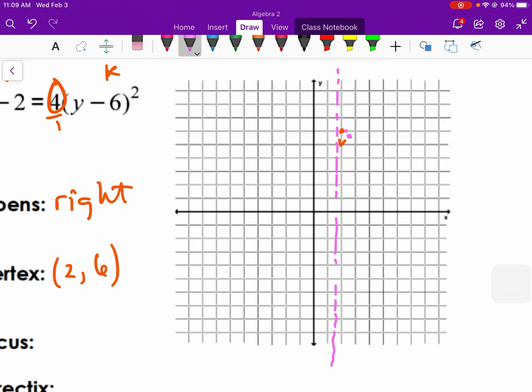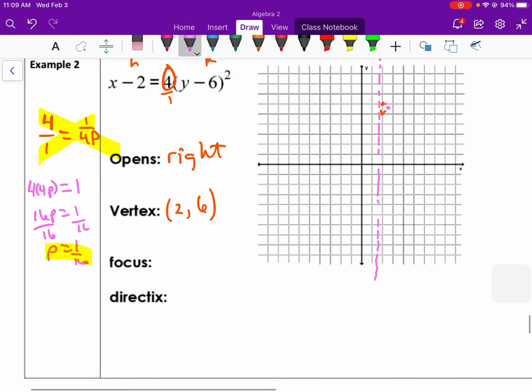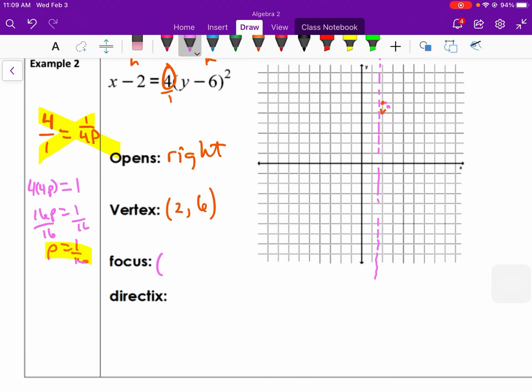So you can see it's really close. So then for the focus point, it would be 2 plus 1/16 for p, 6. And then the directrix, since we were at the point 2, 6, we're really just looking at the x because we're moving to the left 1/16. So 2 minus 1/16, that'd be 1 and 15/16.